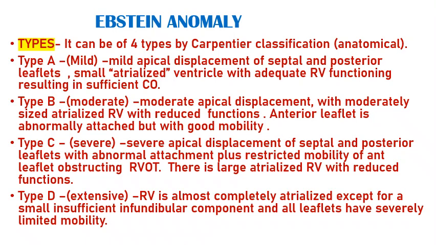In type C, it is severe. There is severe apical displacement of septal and posterior leaflets with abnormal attachment of the anterior leaflet plus restricted mobility, which is causing obstruction of the RVOT. There is a large atrialized right ventricle with reduced function. Type D is extensive involvement. The right ventricle is almost completely atrialized except for a small insufficient infundibular component, and all leaflets have severely limited mobility.